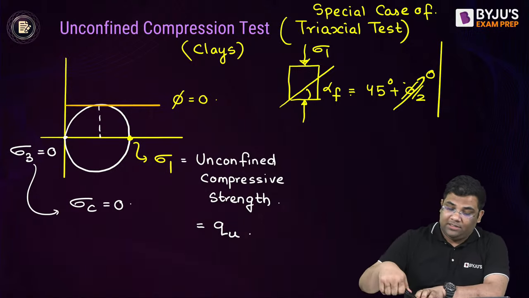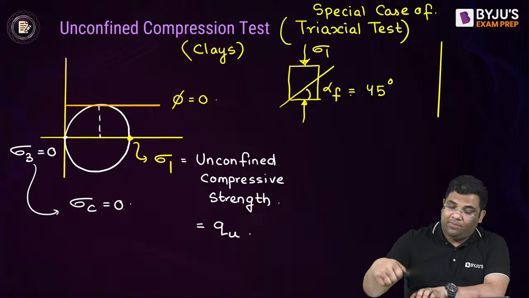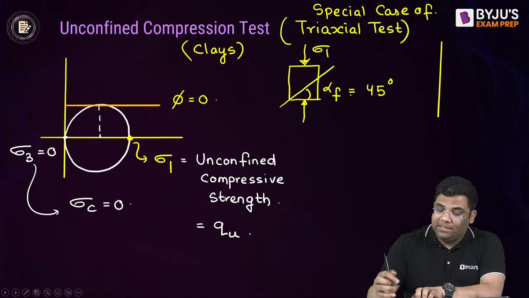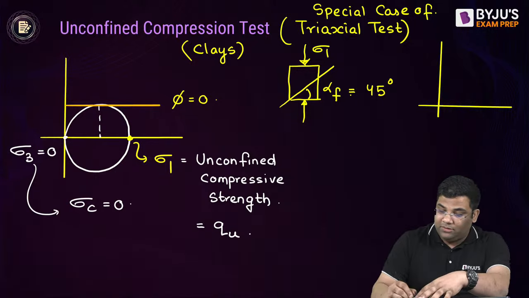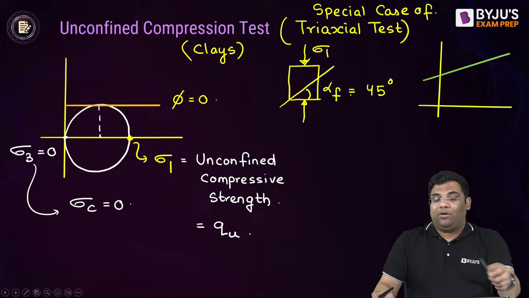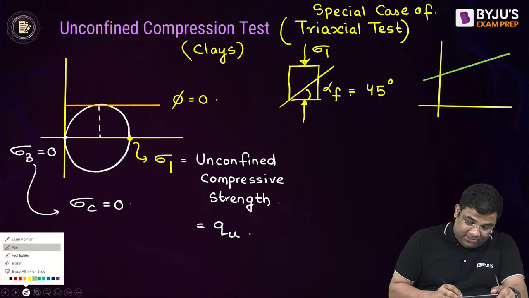If I say general shear strength curve, then what type of curve do I get? I get something like this, right? This is the failure envelope for shear strength. I can say this is the failure envelope. So this is the equation of shear strength, right?